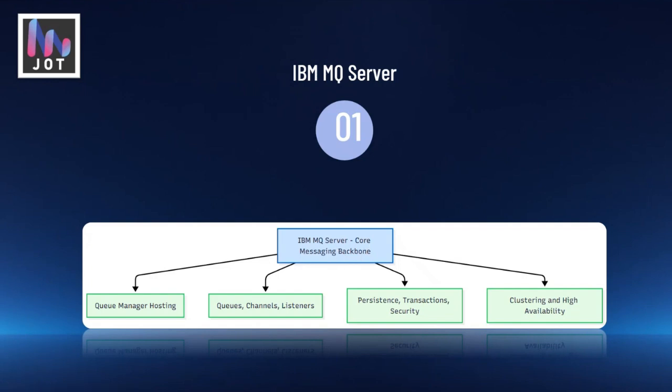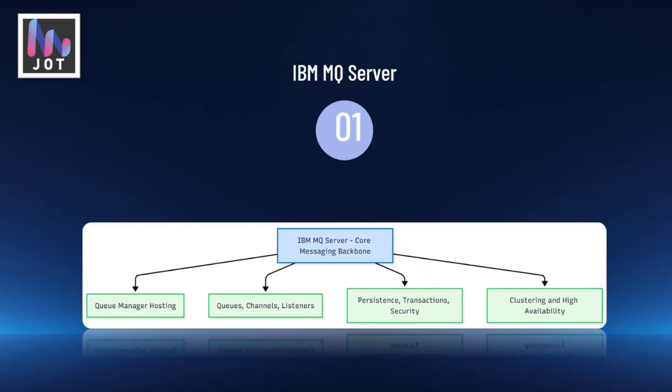So what does it provide? In IBM MQ, the most important thing is the Queue Manager, which handles entire message routing and message storage. It contains internal components like queues, channels, listeners. And again, there are different types of queues, different types of channels and listeners. So for queue manager hosting, if you want to create a queue manager, you need to install IBM MQ Server.